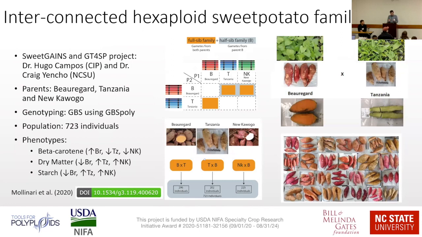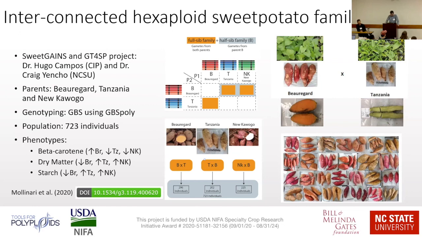So let me present you our three biparental populations here. We have three parents: Beauregard, Tanzania, and New Kawogo. We have a cross between Beauregard and Tanzania, Tanzania and Beauregard, and Beauregard and New Kawogo. And we developed these mapping populations in the context of these two projects.